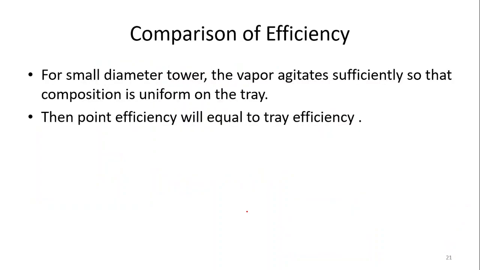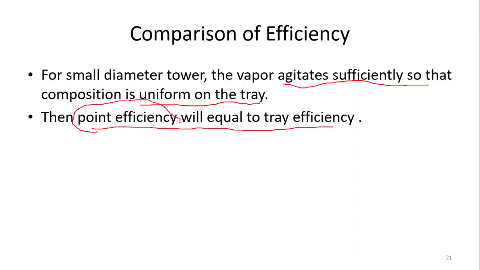If you compare all these efficiencies, these true efficiencies, you will find that for a very small diameter tower, the vapor agitates sufficiently so that the composition is uniform on the trays. So at that point the point efficiency will equal the tray efficiency, because point efficiency is for a specific point, and if the composition is the same at each and every point, then obviously the point efficiency will become equal to the tray efficiency.